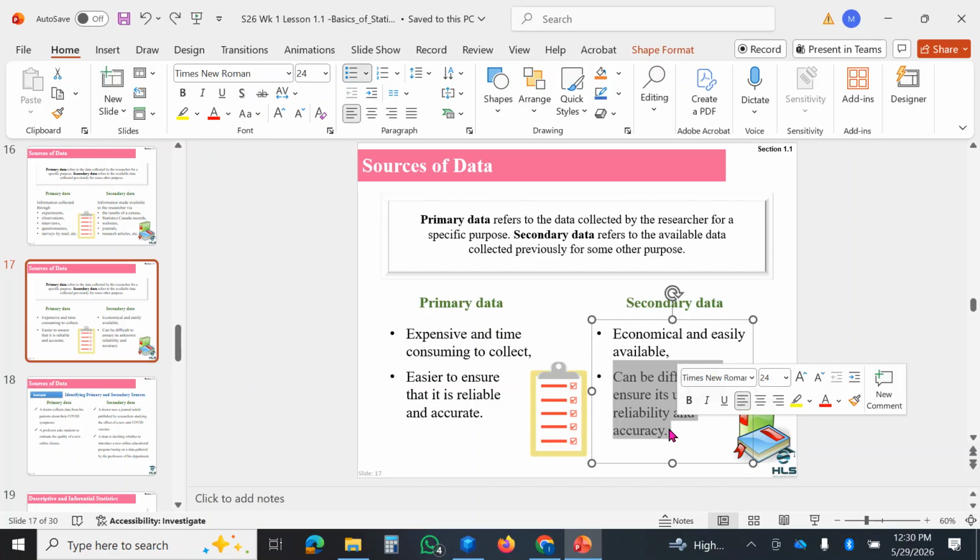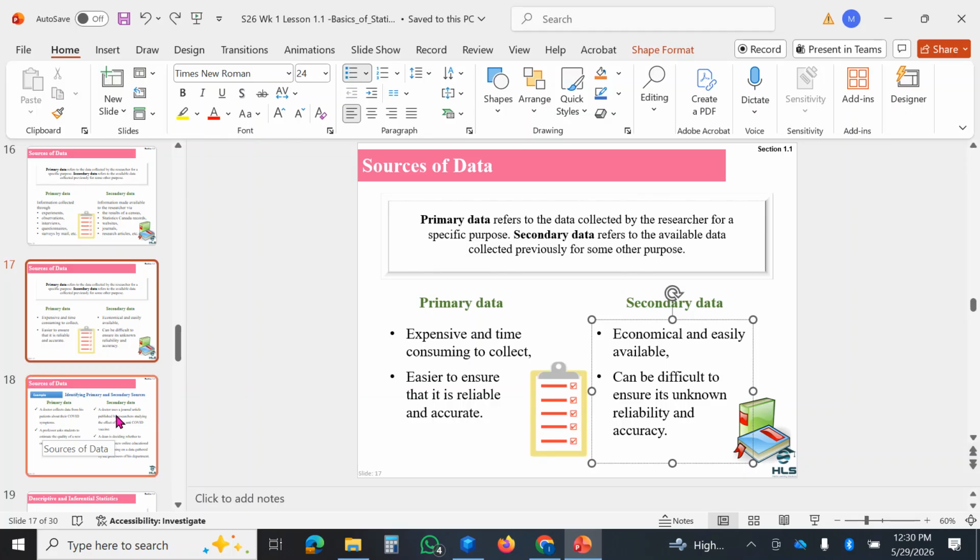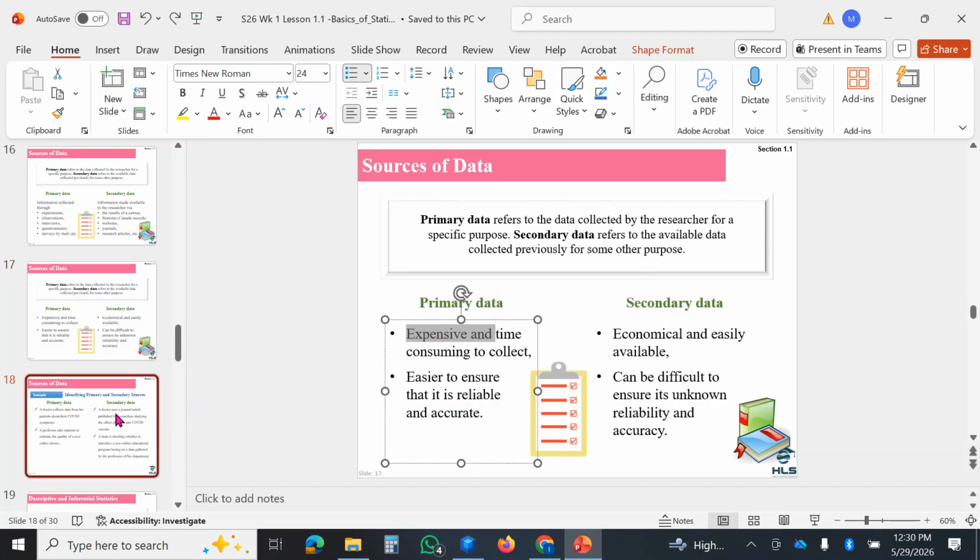Why? Because somebody else did it, right? And how did they collect that data? Were they scrupulous? Were they meticulous in their data keeping? Who's to say, right? You want the job done right, do it yourself. But again, primary data is very expensive.